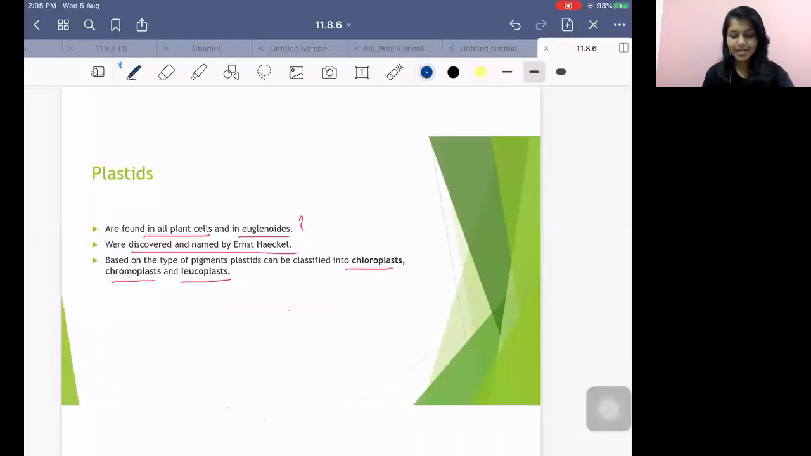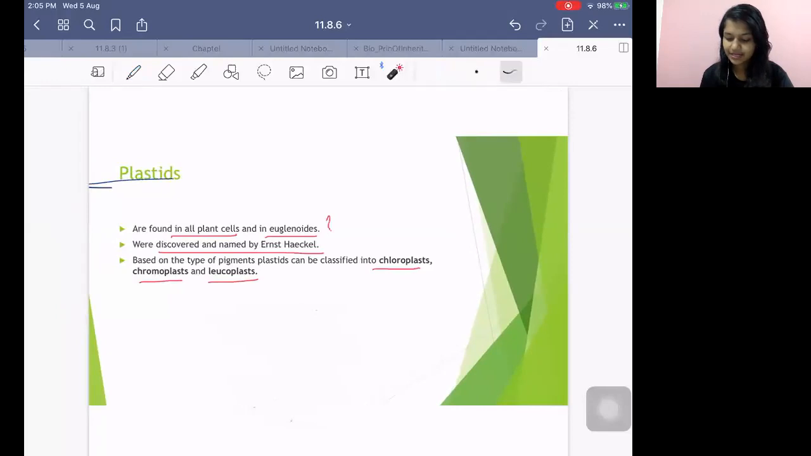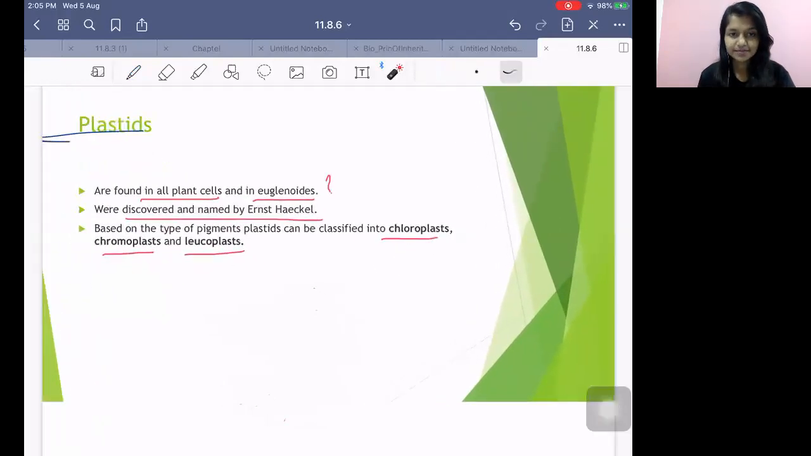Alright, so today's topic is plastids. Today we will be talking about plastids, which you get in plants. So where do you find them? Do you find them in an animal cell? Big no. You don't find them in an animal cell. So where do you find them? In plant cells and euglenoids.